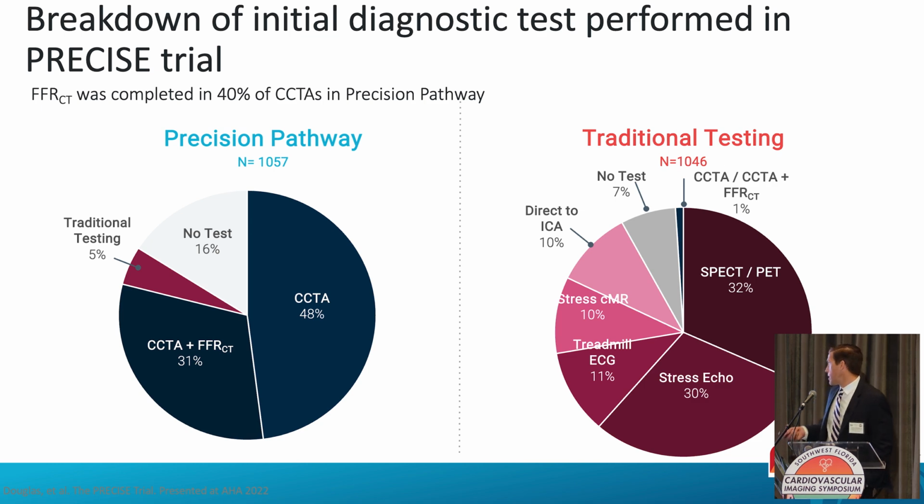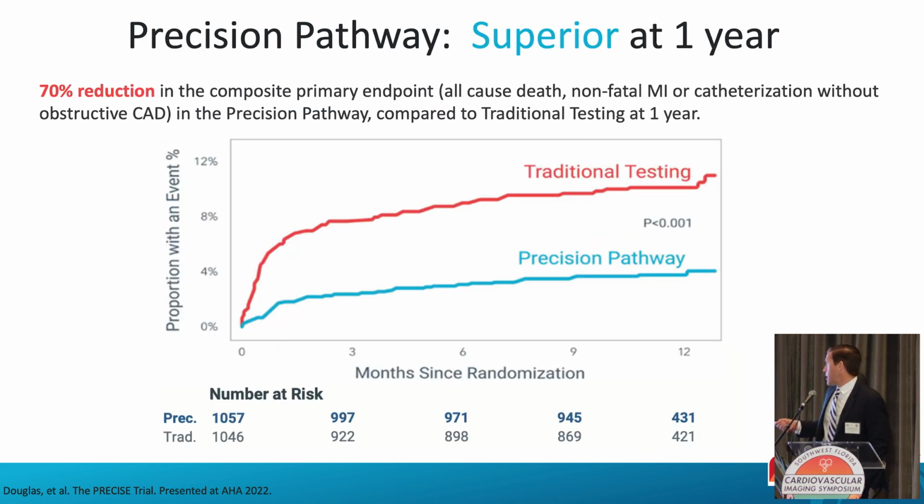The overwhelming majority of patients in the precision pathway underwent cardiac CT, and 40% of those patients also had an FFR CT performed. And then the other arm of the study was this traditional testing pathway, which was really more of a stress test first pathway, okay? Only a minority, 1% of patients in traditional testing, underwent cardiac CT with FFR. So these patients were followed for 1 year, and it was pretty obvious that there was a profound improvement in outcomes with the precision pathway.